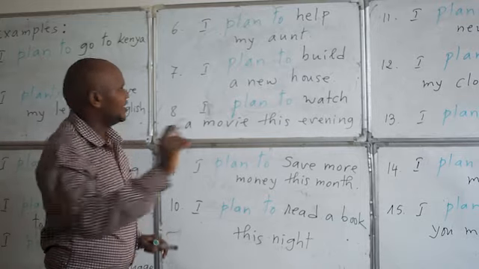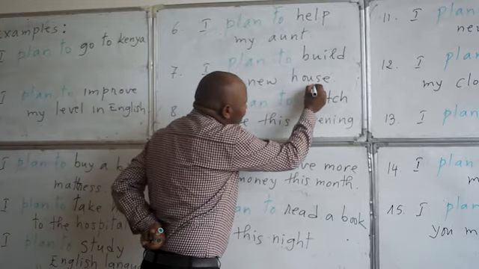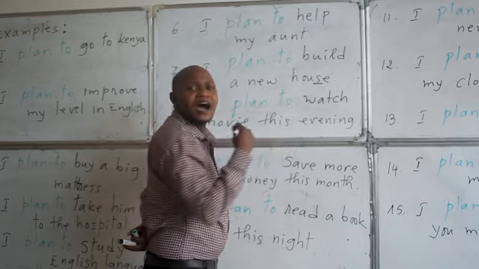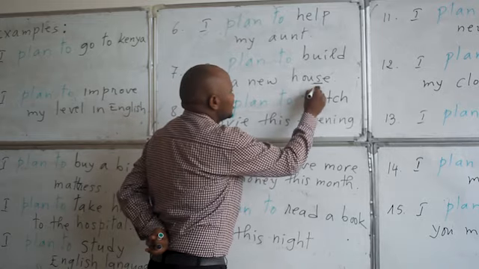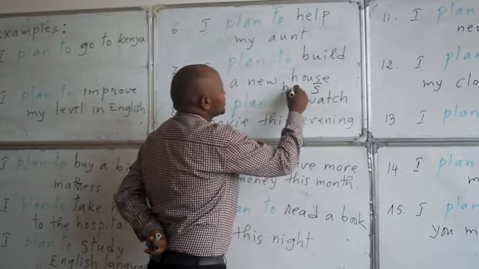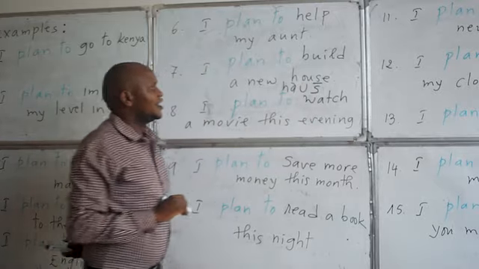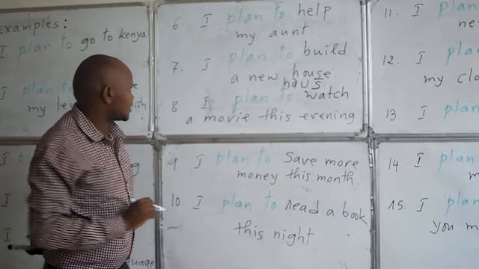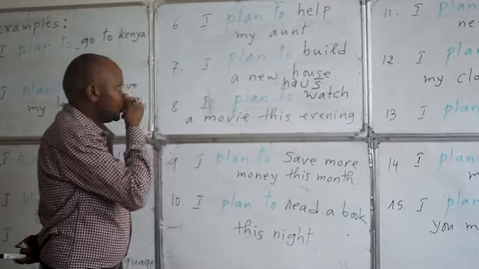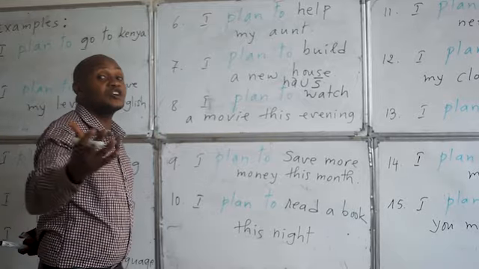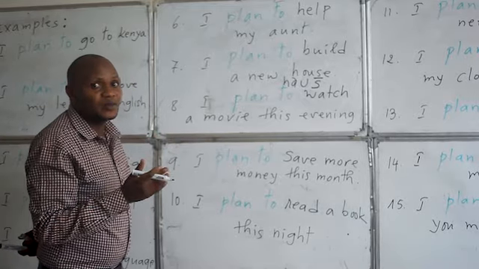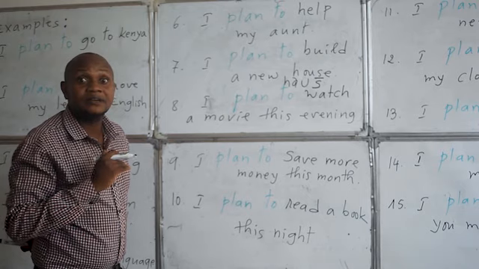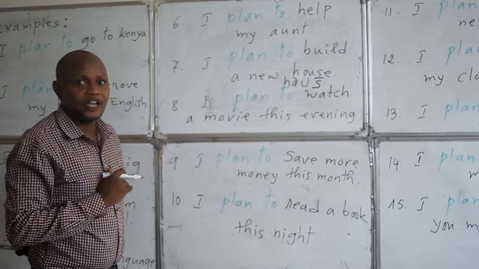Good. You can say, I plan to build a new house. House, please. Don't say house with the wrong sound. We say house, with the S. Like this. House. A new house. Yes. I plan to build a new house.